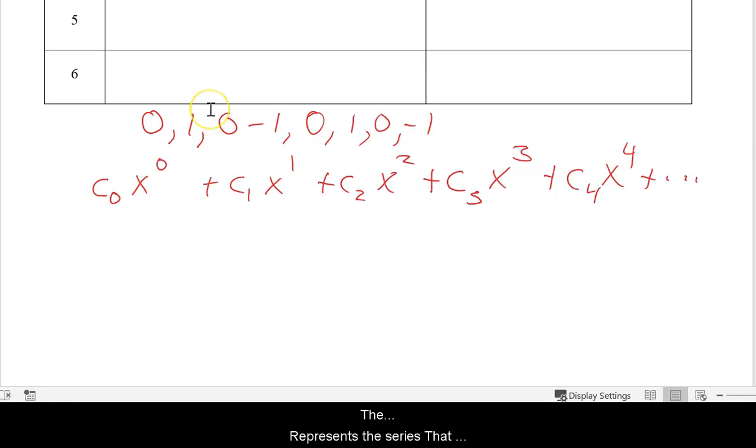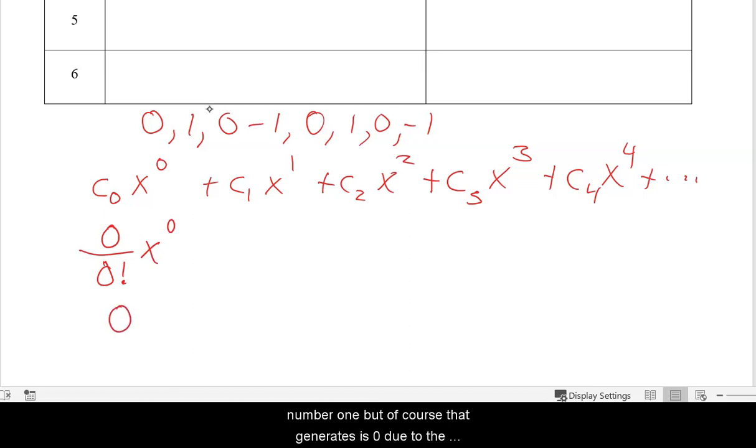The ... represents that this is a series that never ends. It's an infinite polynomial. Now let's compute the coefficients. C sub 0 is the 0th derivative of the function at the center, which we found to be 0, divided by 0 factorial. X to the 0 is the number 1, but of course that generates a 0 due to the 0 in the numerator of the coefficient part.